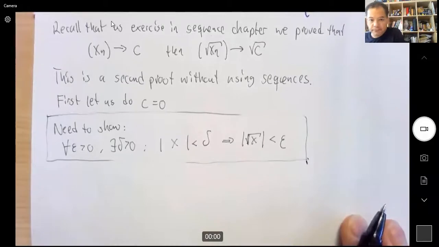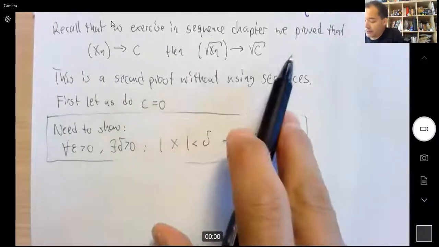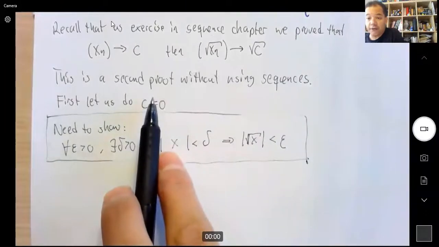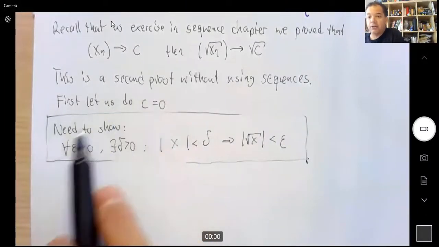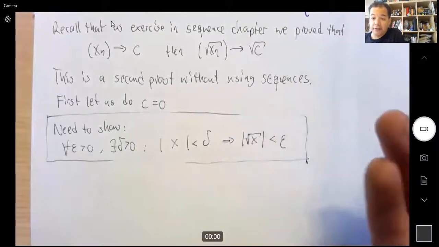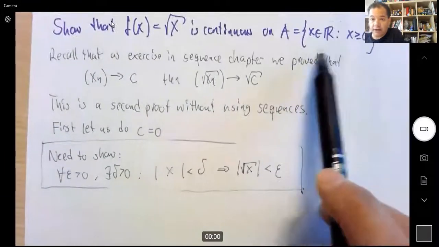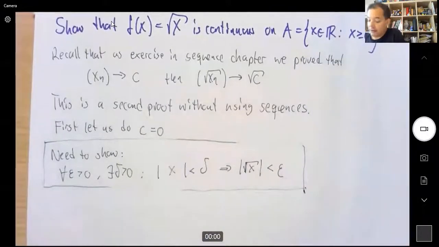Yes, so like I said, we're trying to prove this with a straightforward epsilon-delta proof instead of using sequences. And we're going to do first the case of 0 because 0 is different. 0 is right at the end of our domain right here. So we need to do it in a different way. And I'm just writing what we need to do. I haven't done anything yet.